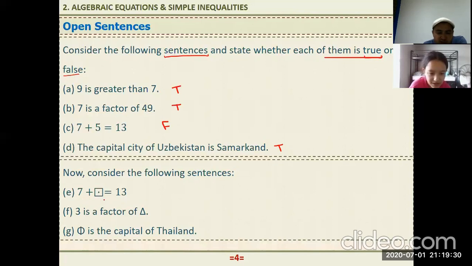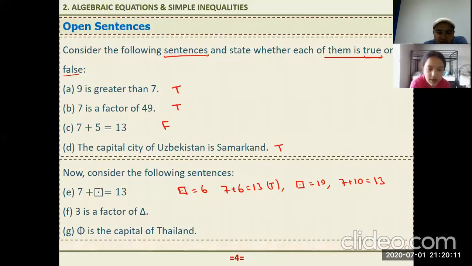Because to say that it's true or false, it depends on the value of this thing, right? If I substitute here, let's say this something is equal to 6, then 7 plus 6 equals 13. This is true. Now, how about if I put another value? Let's say this thing equals 10. Now, if you substitute for this, what do we have here? 7 plus 10 is equal to, on the right-hand side, 13. Is it true or false? False. That means that for this sentence to be true or false, it depends on the value of this thing, right?